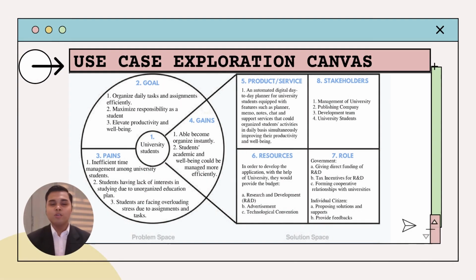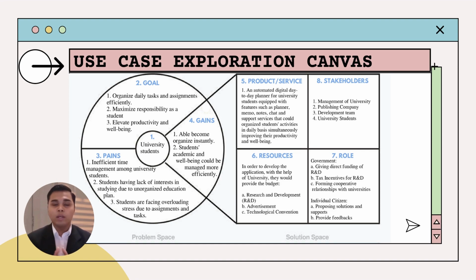So now let us go to the tool to create the user persona. We are going to utilize the use case exploration canvas. This use case canvas is a way to summarize the details of a system and also the users within that system. So it is used to identify, clarify, and also organize the system requirements.